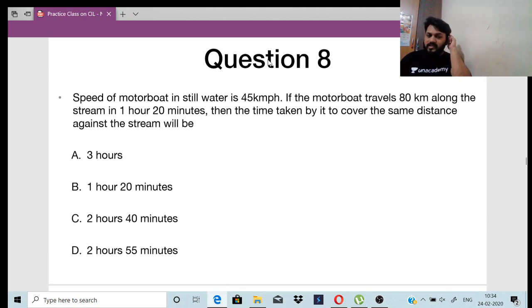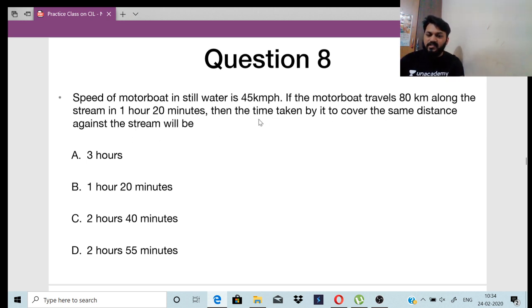चलो. Question number 8. Speed of a motorboat in still water is 45 km/h. If the motorboat travels 80 km along the stream in 1 hour 20 minutes, then the time taken by it to cover the same distance against the stream will be dash.